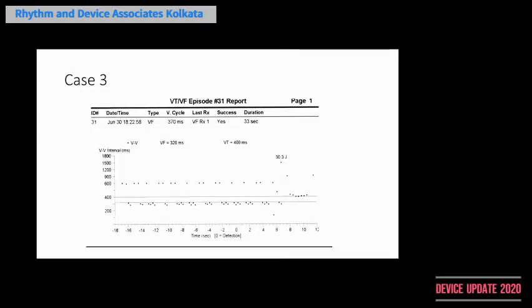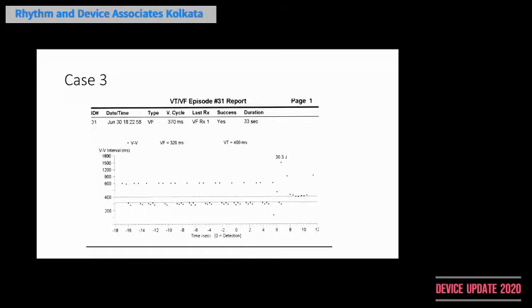Now coming to case 3, this is a plot which you will get in your ICD interrogations. You see these are the VV intervals in the dual chamber ICD. So you have two lines, one line at 600 millisecond, another line at maybe 300 millisecond. So what does this indicate? It has detected this as a VF and it has shocked.